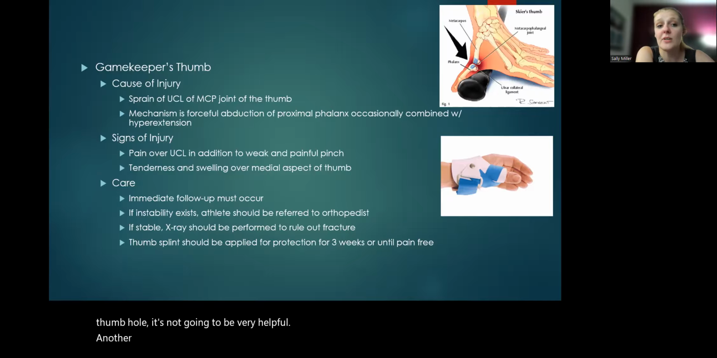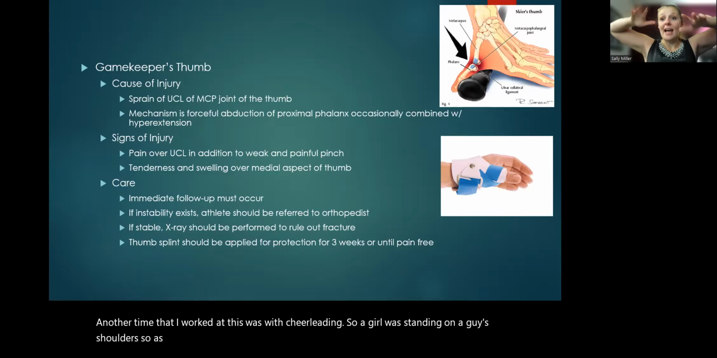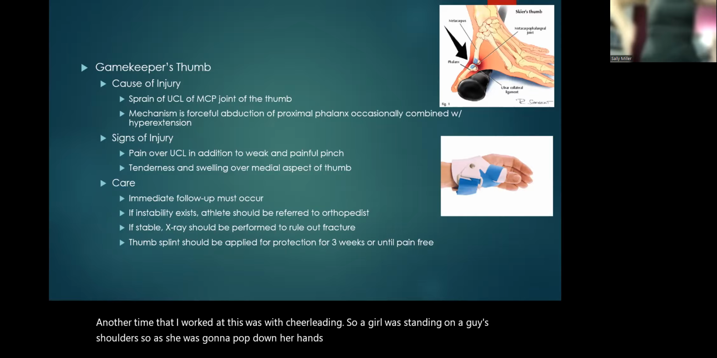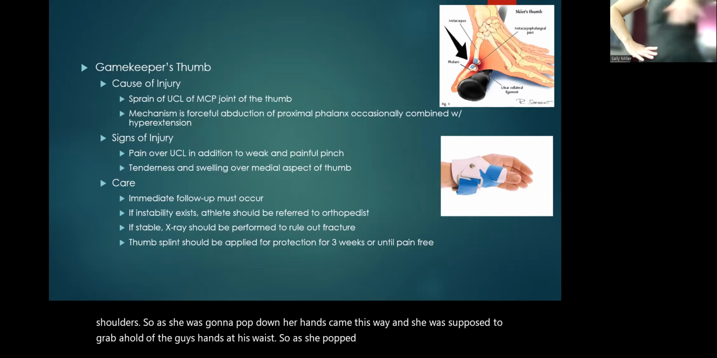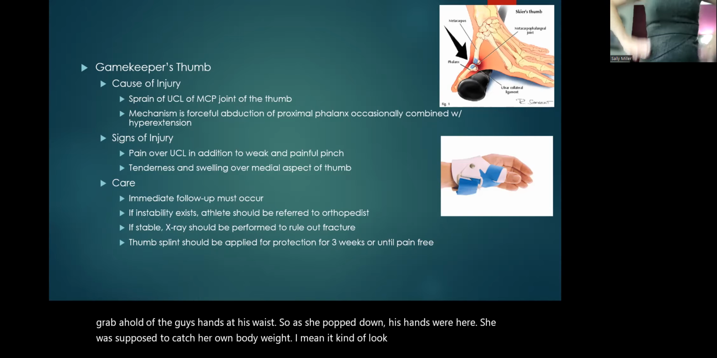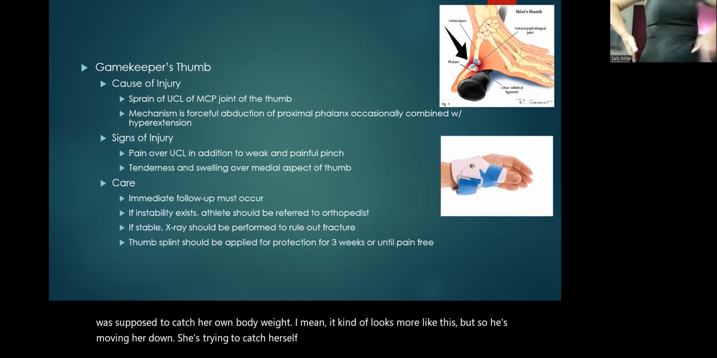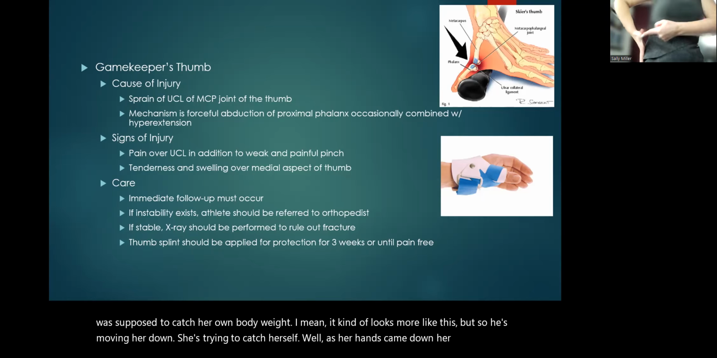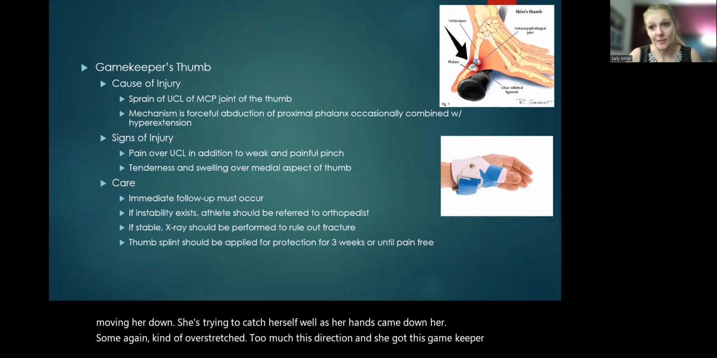Another time that I've worked with this was with cheerleading. So a girl was standing on a guy's shoulders. As she was going to pop down, her hands came this way, and she was supposed to grab hold of the guy's hands at his waist. So as she popped down, his hands were here. She was supposed to catch her own body weight. I mean, it kind of looks more like this, but he's moving her down and she's trying to catch herself. Well, as her hands came down, her thumb, again, kind of overstretched too much in this direction, and she got this gamekeeper's thumb condition.